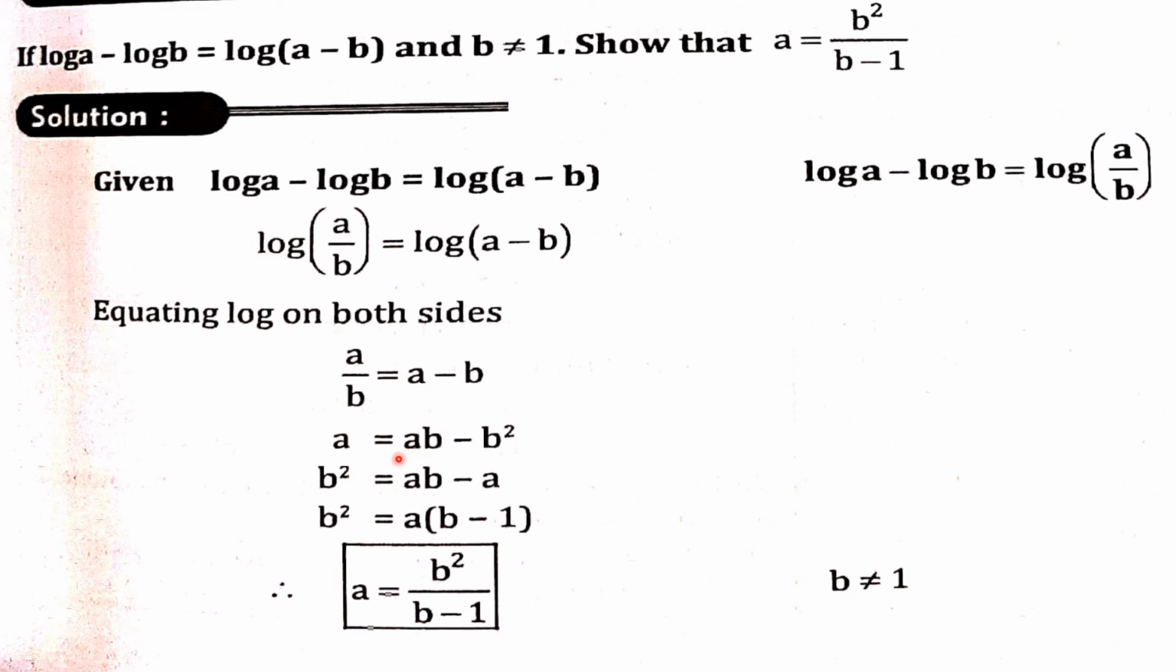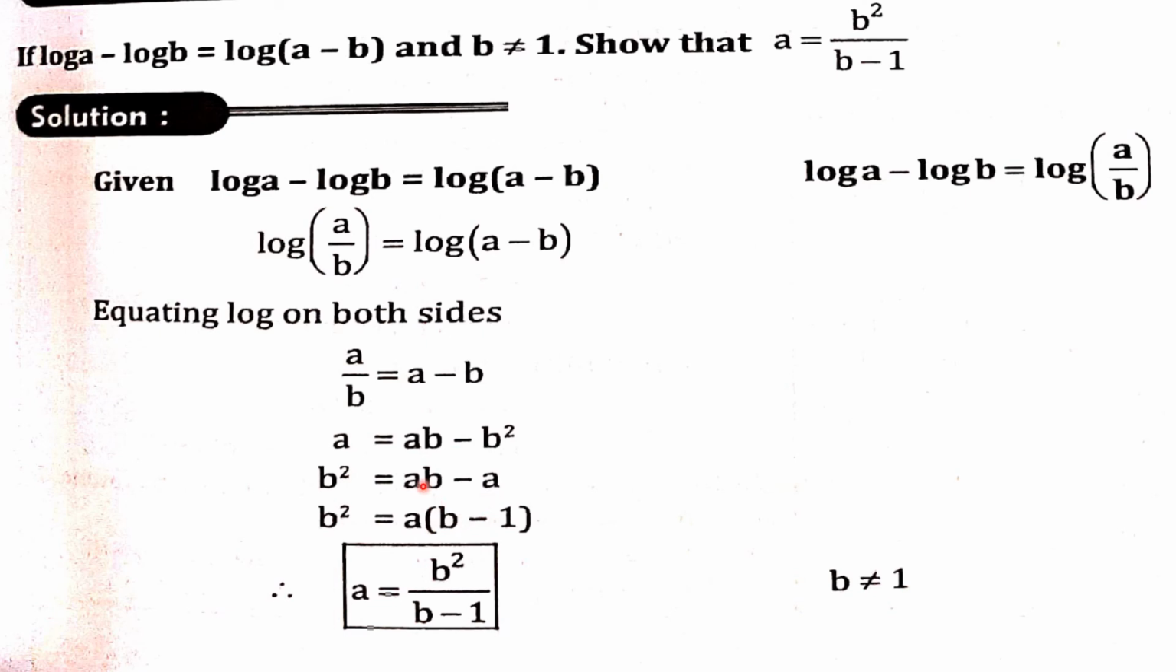So now here you have a, here you have ab, here you have b square. So take out b square separately. b square is equal to ab minus a. So b square is equal to a, take a as common, b minus 1. a into 1 is a. a into b is ab.